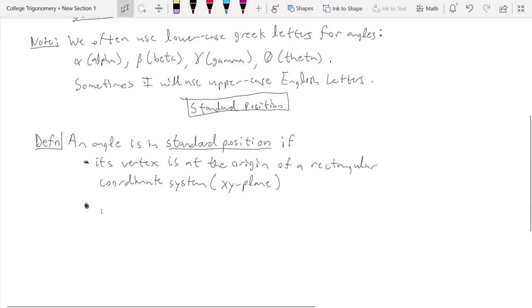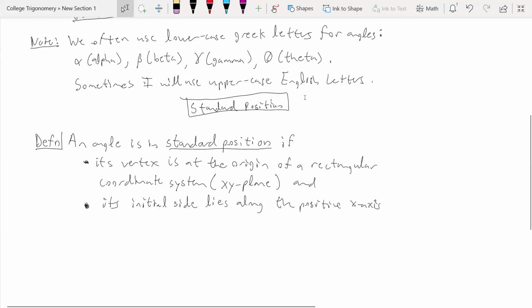The other condition is that its initial side, I don't care about its terminal side, but its initial side lies along the positive x-axis. Okay. Fair enough.